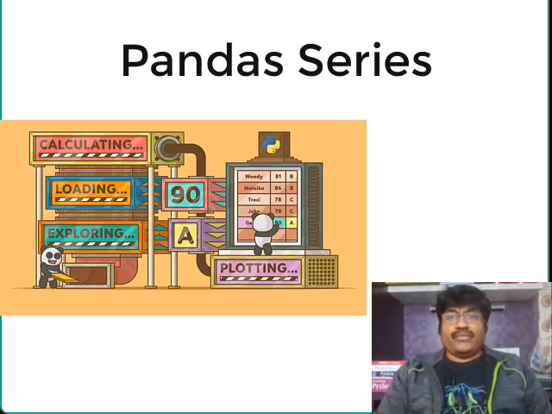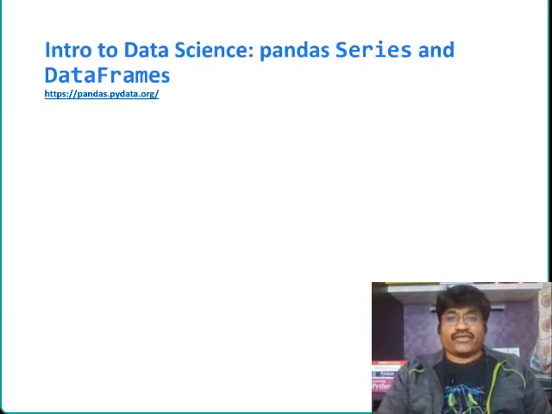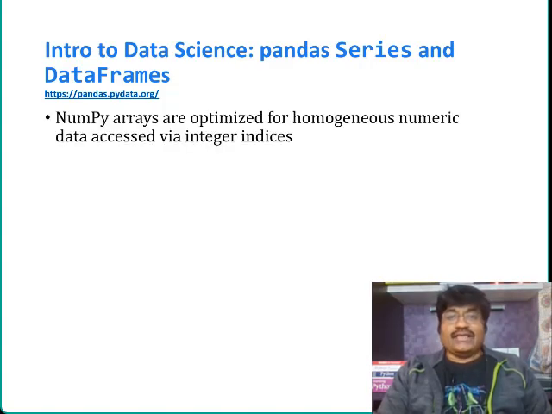In this video, we'll be looking at the data science library called Pandas, which provides two key data structures, series and data frames. Earlier, we focused on NumPy arrays, and these again are optimized for homogeneous numeric data that we access via integer indices. So, in a NumPy array, all of the elements have the exact same data type, and as you saw, we were able to perform some pretty powerful operations on entire array objects at once.